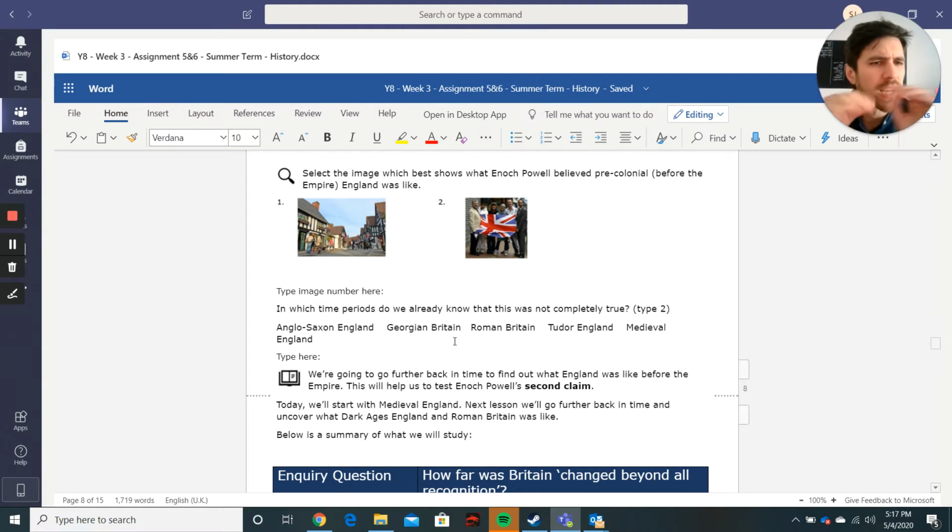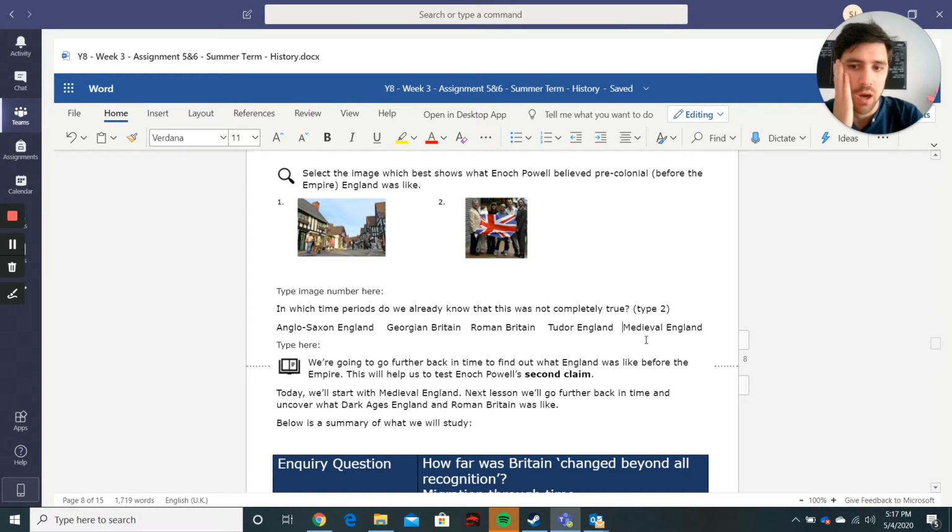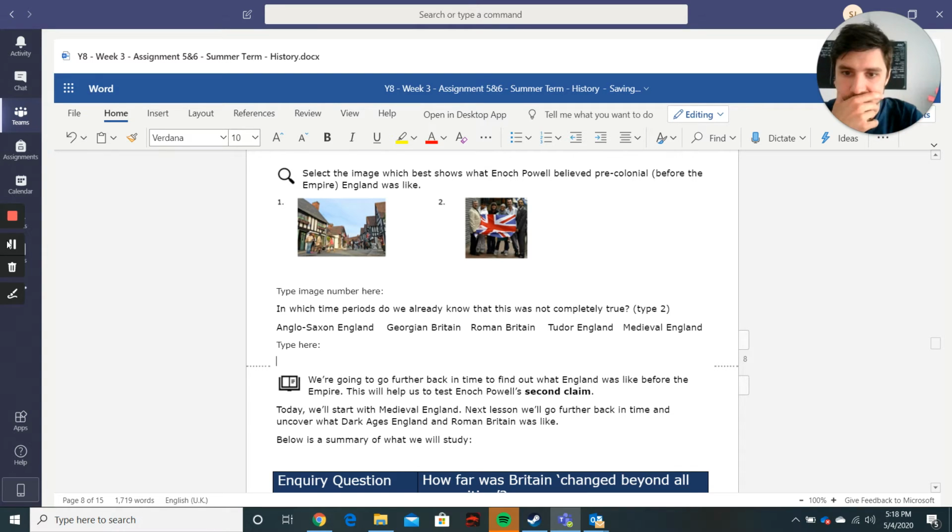So, next job. I think we might know some time periods where this is already not completely true, i.e. where Britain was not an exclusively white place. Out of these 1, 2, 3, 4, 5 time periods below, which do you currently think we know are definitely times when this wasn't true? And you're going to type it underneath. So if you thought it was Georgian Britain, for example, you would type Georgian Britain there. Okay? Should only take you a minute again. Pause the video here, do that now.